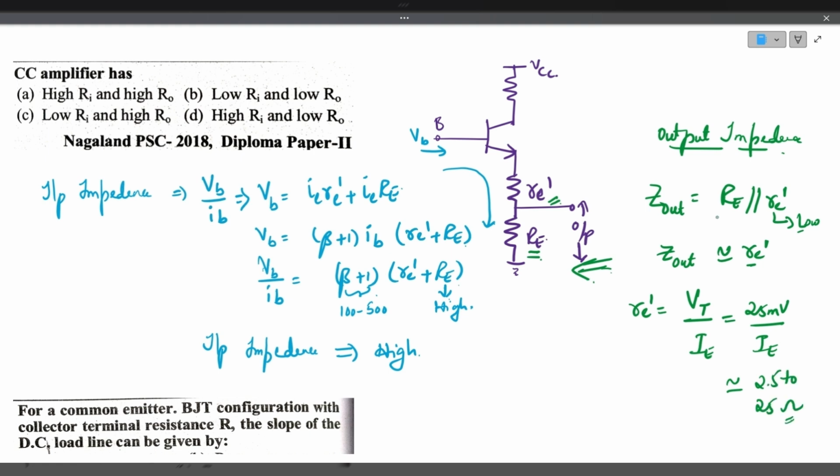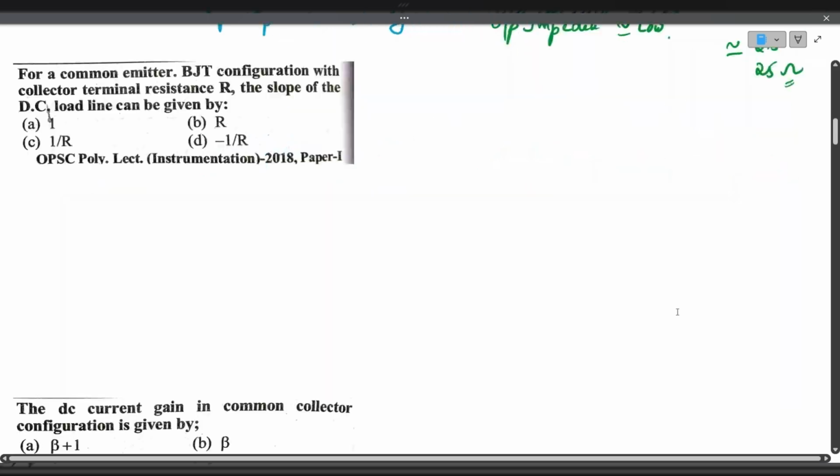So very less. When capital RE and small RE dash, that is emitter resistance and emitter model resistance, come in parallel with each other, the output resistance will be equivalent to the emitter model resistance, the smallest resistance. So the output impedance is very low. So the answer is high input impedance and low output impedance. That is option D. We'll see the next question.